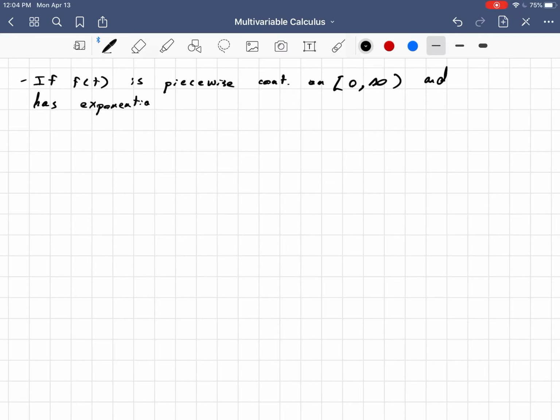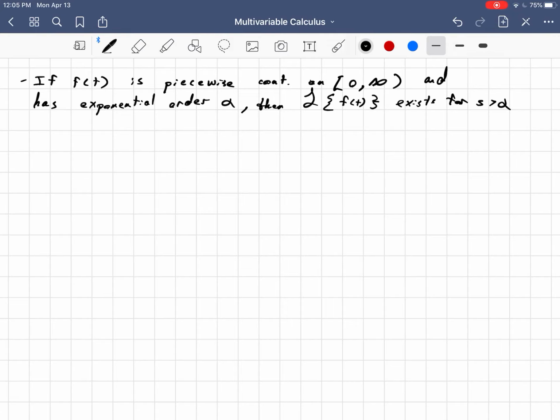And it has this thing called exponential order. I'm going to use the variable alpha, exponential order alpha. Then the Laplace transform of f of t exists for s greater than alpha. So let me just talk about exponential order real quick.